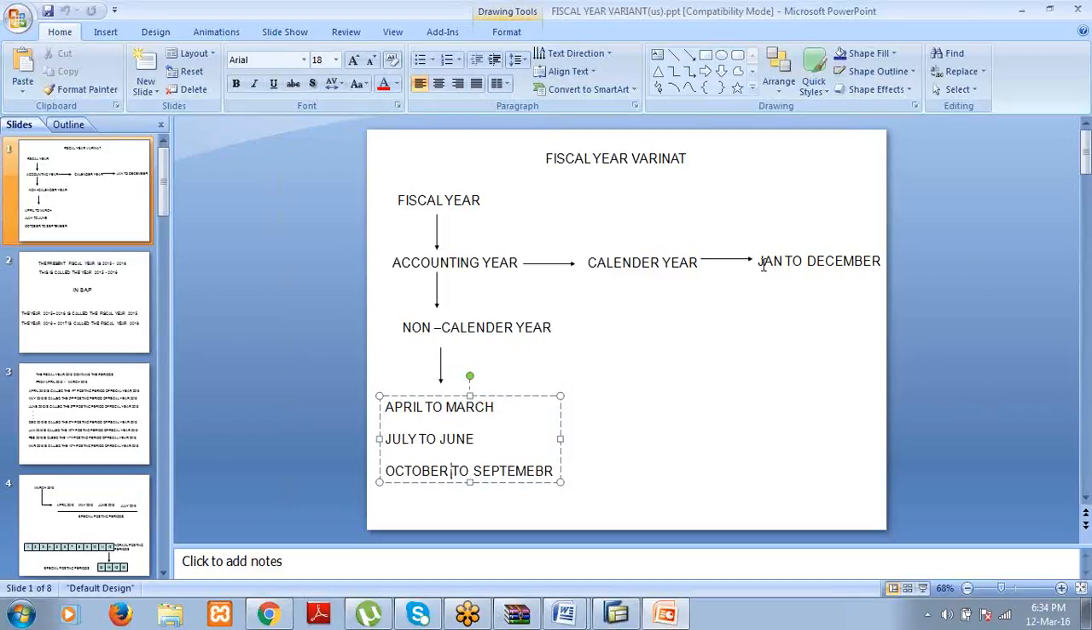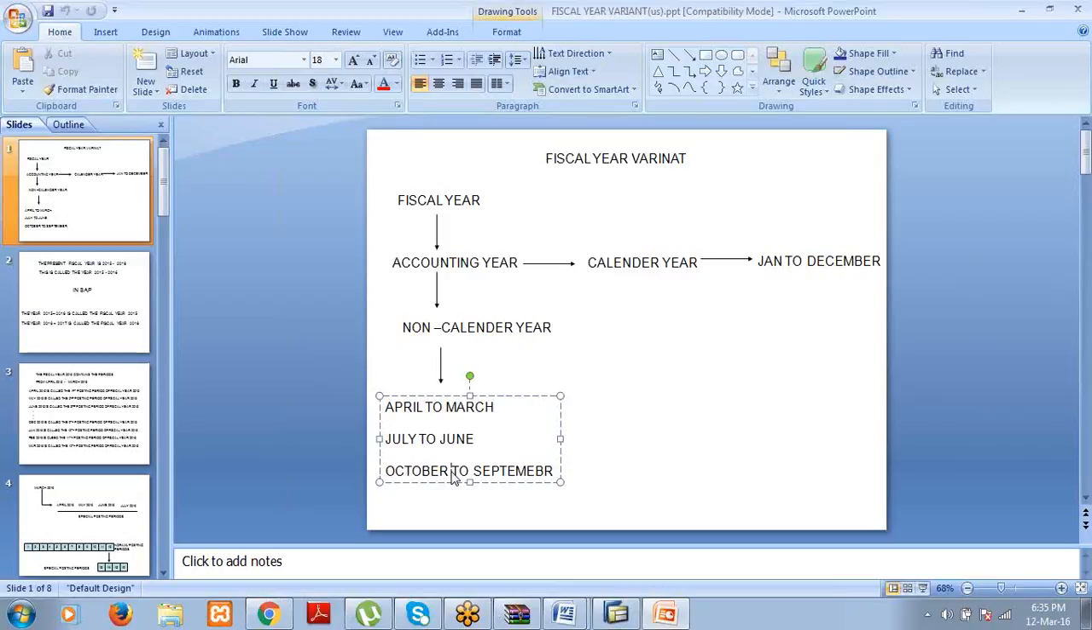See, January to December calendar year is used in US companies, right? Then April to March means starting from the April of the current calendar year and ending with the March of the next calendar year. Then July to June means starting from the July of the current calendar year and ending with the June of the next calendar year. Similarly, October to September means starting from the October of the current calendar year and ending with the September of the next calendar year. So generally, in any case, a fiscal year contains 12 months.